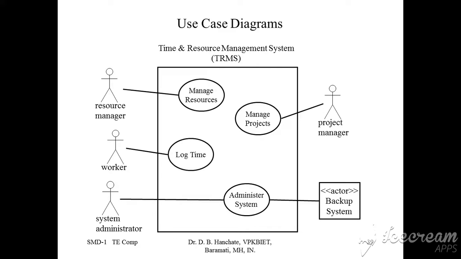So TRMS, resource manager. This is a completely different one. So we have got the project manager and resource manager, worker, system administrator, and backup system. So these are the nouns. These are the objects of the time resource management system, TRMS, where resource manager manages the resources, worker has got the log time, system administrator has to administer the system, and he has to put its value into the backup system. He has to take the backup of the project. Project manager has to manage the projects. So this is the use case diagram of the TRMS.